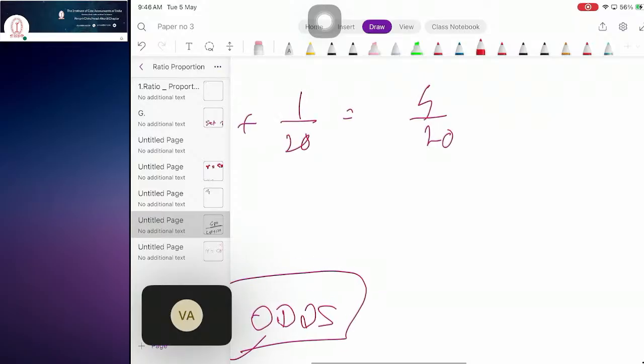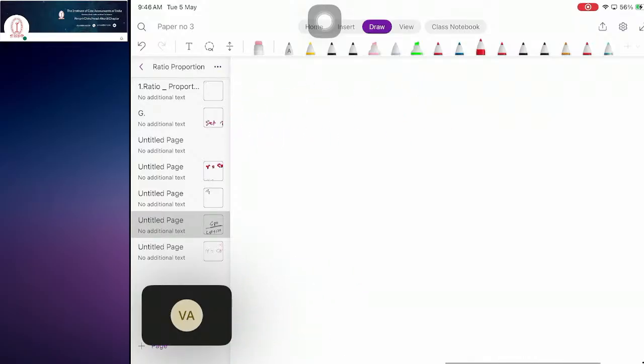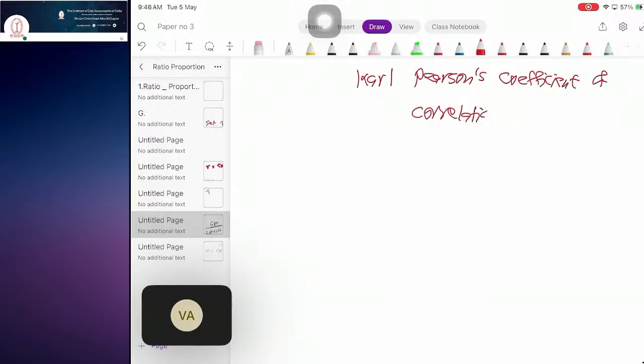Today we will start with a new concept, and that concept is Karl Pearson's coefficient of correlation. Karl Pearson's coefficient of correlation, that we are going to discuss today.